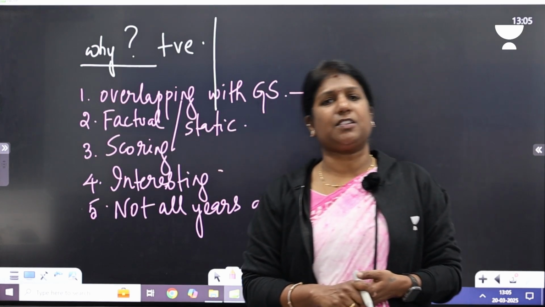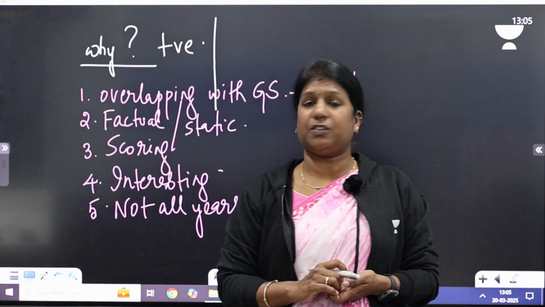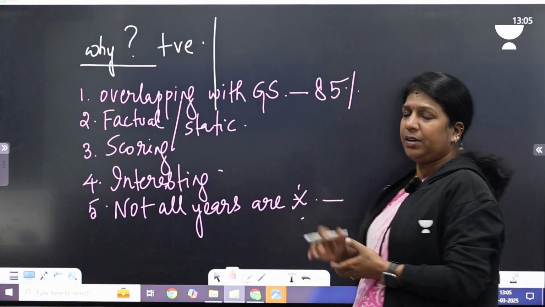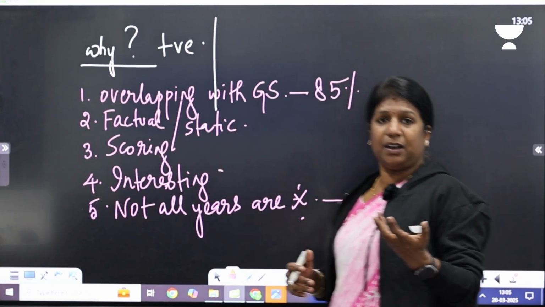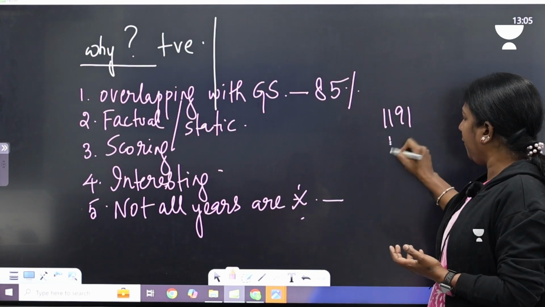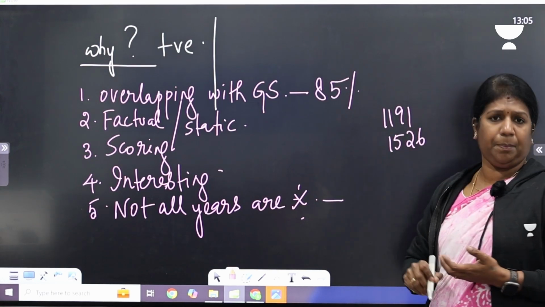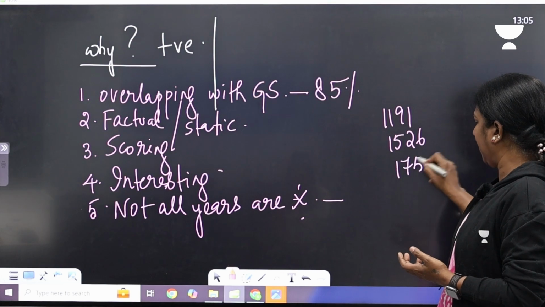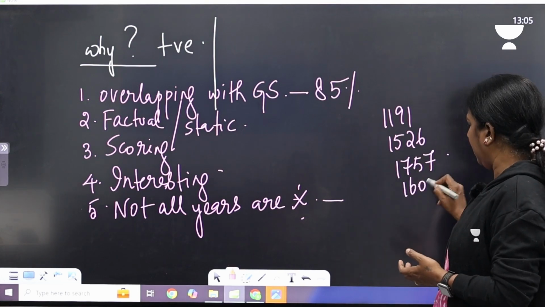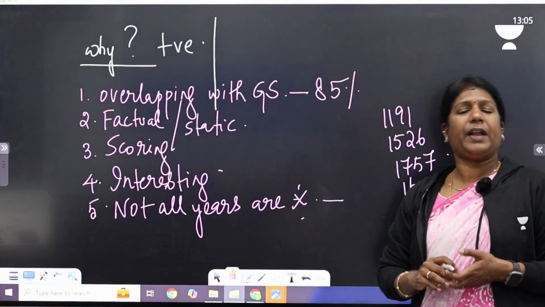Generally students ask me this question, ma'am, should I study all the years? No, but there are some important years. For example, you need to know the Battle of Tarain. 1191 is the Battle of Tarain. 1526 is the Battle of Panipat. 1757 is the Battle of Plassey. And 1600 BC is the Battle of Ten Kings.